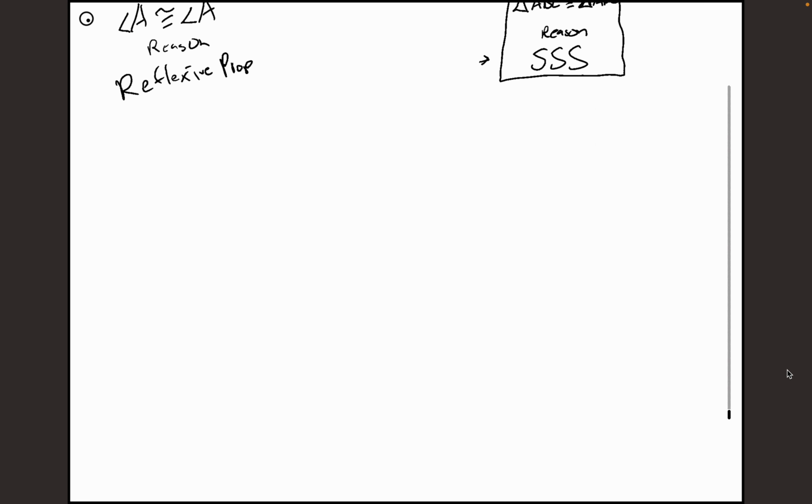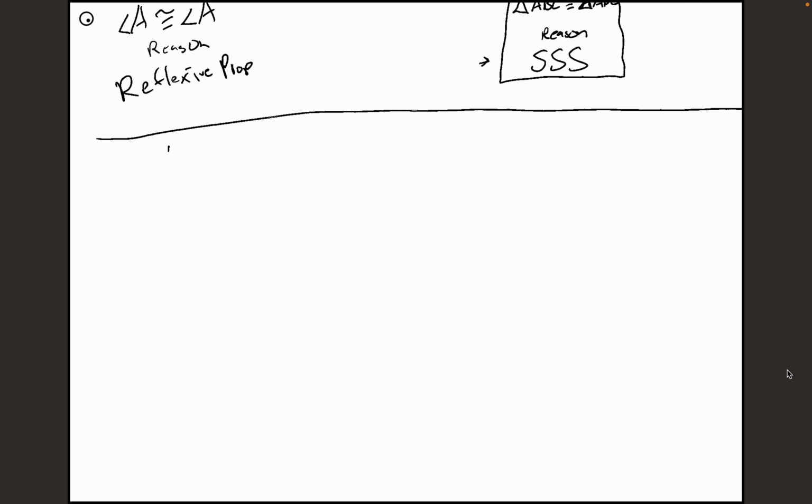Now, we will need to know what reflexive property is. Anyone remember what this symbol means? And no, it's not a backwards T. Okay, this means perpendicular.